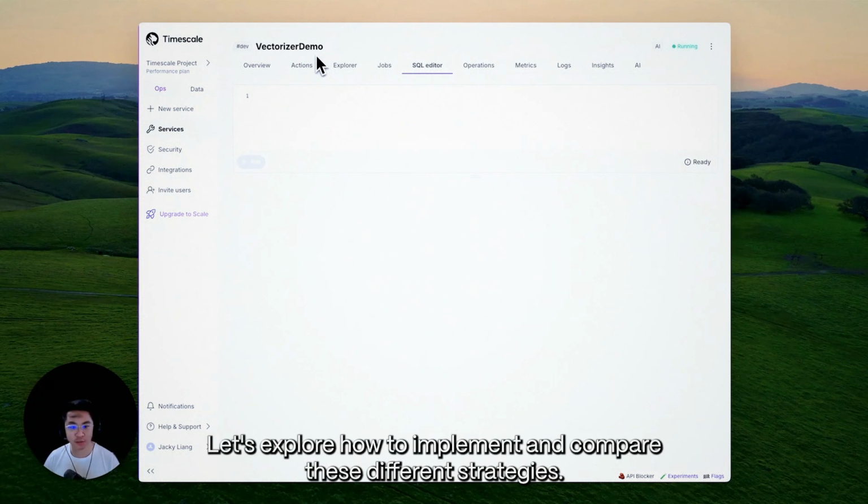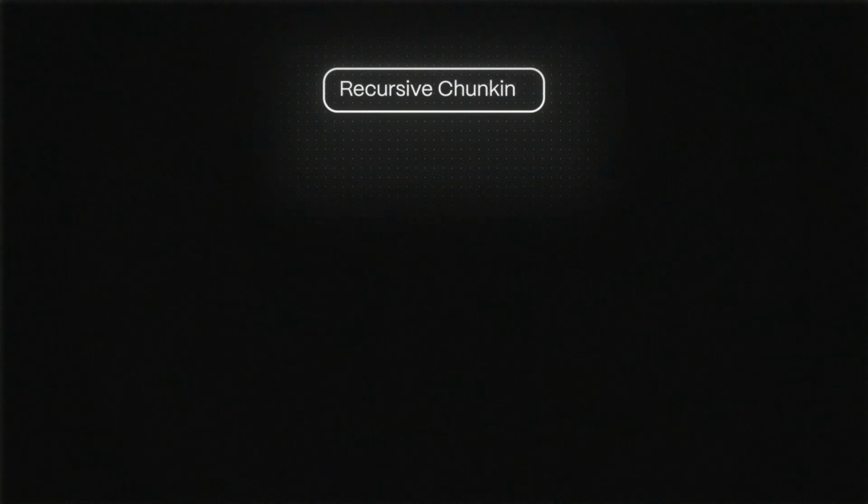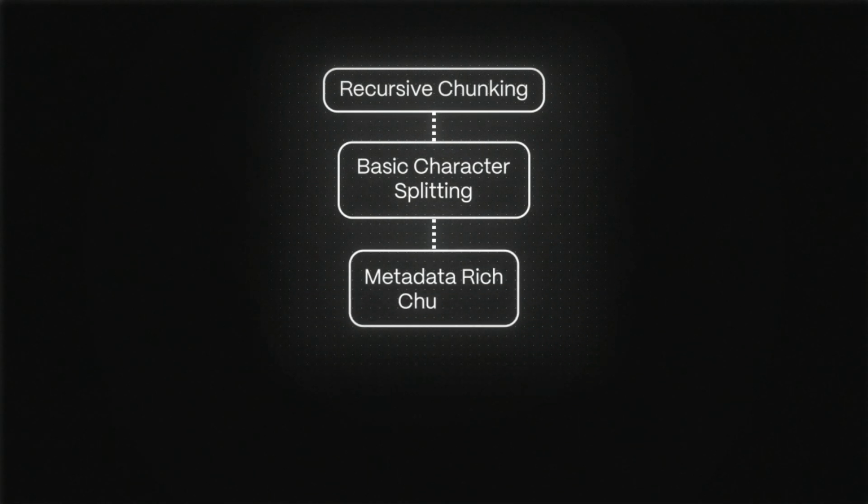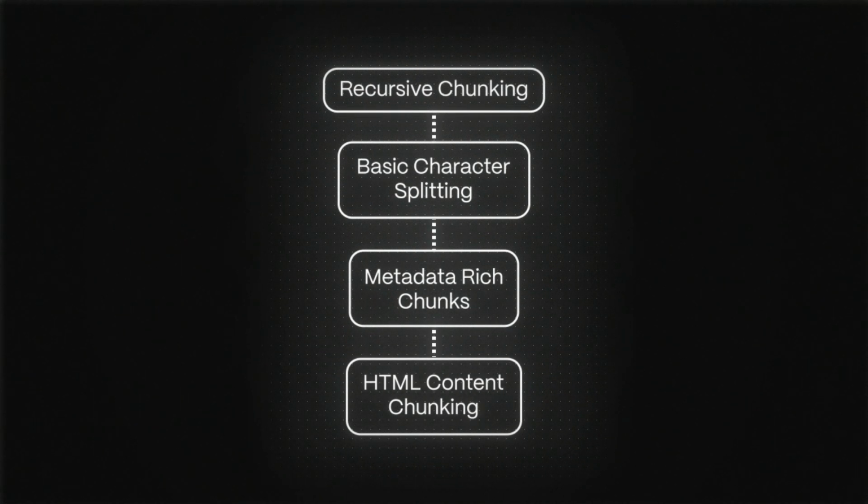In this section, let's explore how to implement and compare these different strategies. We're going to have, first, recursive chunking, which respects natural text boundaries. Second, basic character splitting, which creates equal-sized pieces. Then we have metadata-rich chunks, which add context like titles and URLs. And finally, we have document-aware chunking, which follows HTML structure.